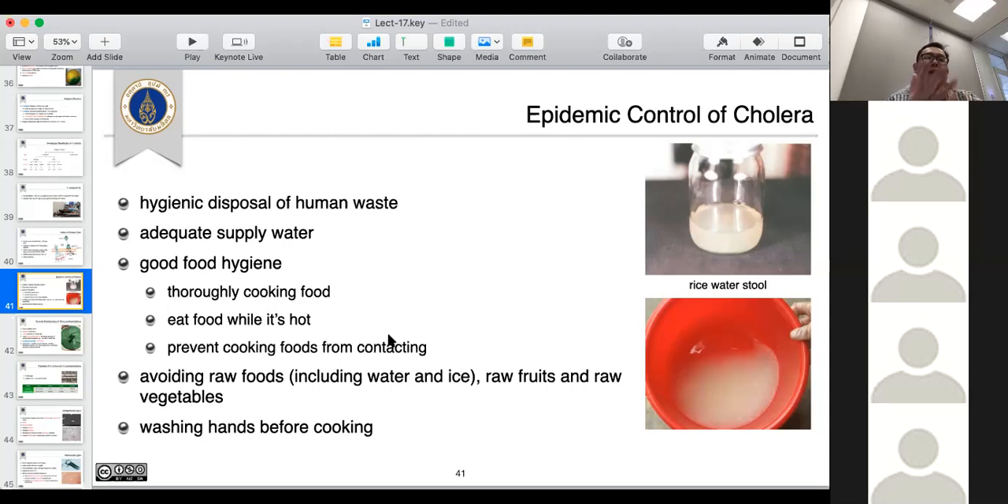Okay, so that's Vibrio cholerae. Vibrio cholerae contaminates fresh water or maybe estuarine water. Estuarine is in between fresh and salt water. That's Vibrio cholerae.